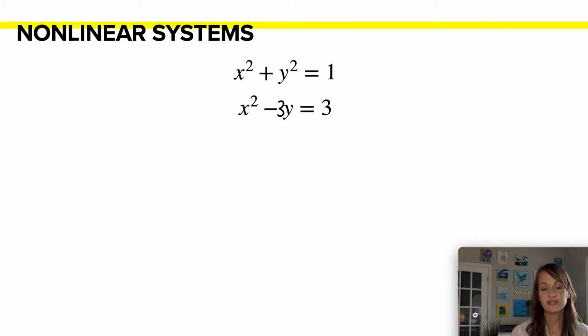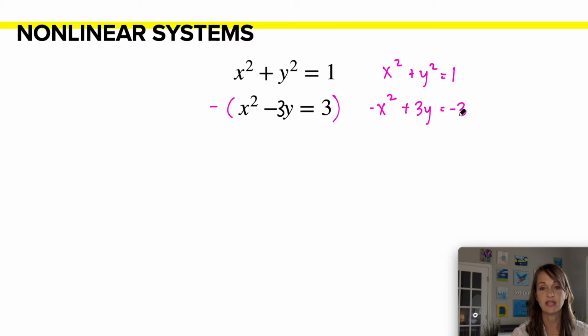In this nonlinear system, it is a little bit different in the fact that the x's are both squared, but the y's are not. That is going to alter what this is going to look like in the end. So let's go ahead and work through it. The x squares can almost be eliminated. We need opposite signs to do that. So I am going to multiply the bottom equation by a negative. On top, nothing changes. And on bottom, that gives me a negative x squared, a positive 3y, and that equals a negative 3. Now when I add the equations together, the x's eliminate each other.